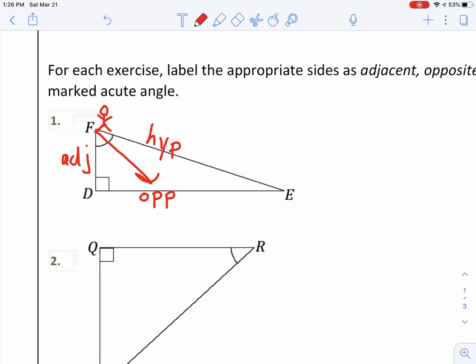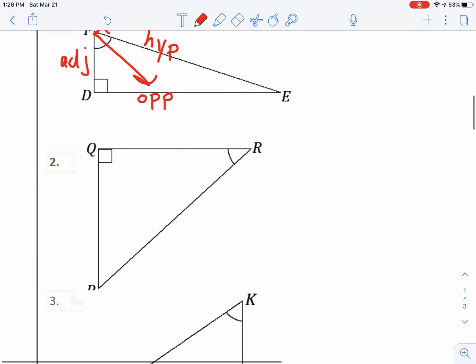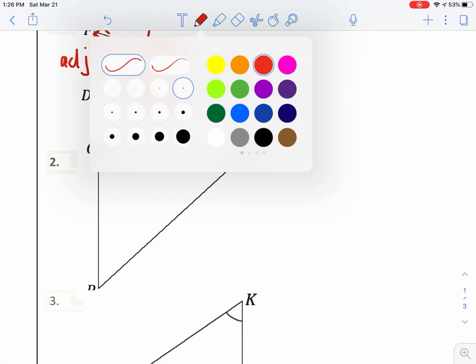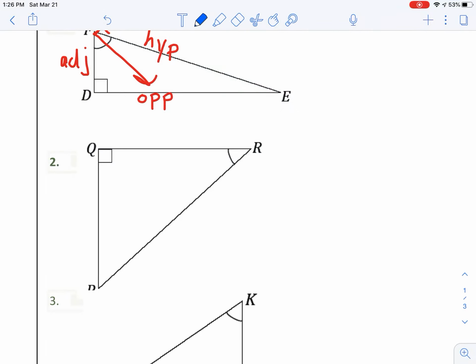I will never be standing at the right angle. Okay? Always be at one of the acute angles. So here we go with this one. Now I'm standing over here because this is the reference angle, angle R. Sometimes they'll say, put a theta in there. So here you're standing. Think about it. Hypotenuse, opposite, adjacent.